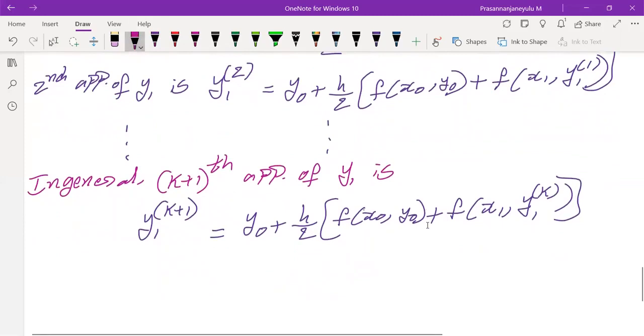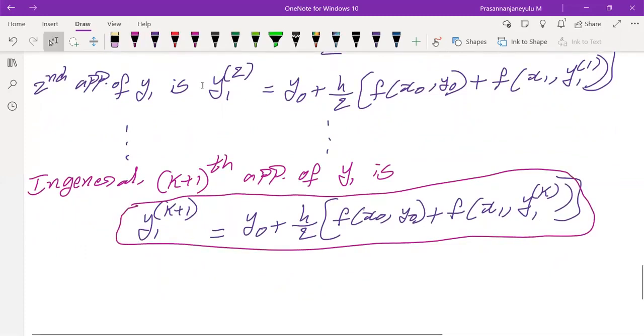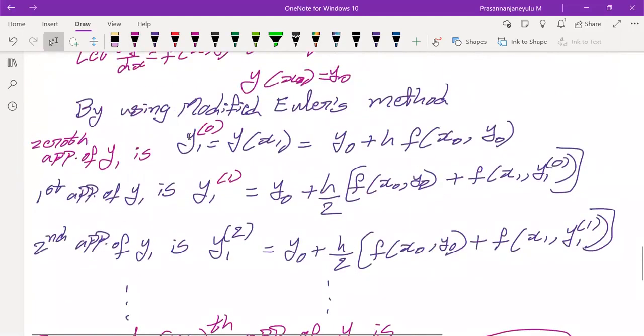How many approximations do we have to take? We can go with two, three or four approximations, and then stop. This is called step 1: finding y1.